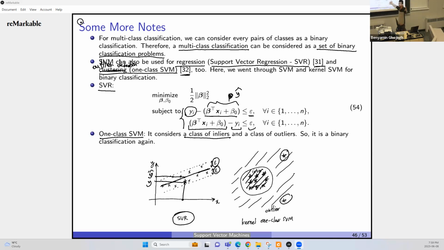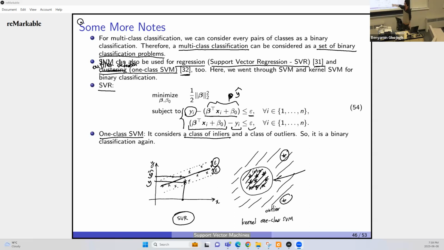So it's like a classification problem, but you consider the inliers to be one class and the outliers to be the other class. So this is the idea behind one class SVM. But they usually use kernel one class SVM. Why? Because usually the data is like this. You usually need a nonlinear decision boundary, right?